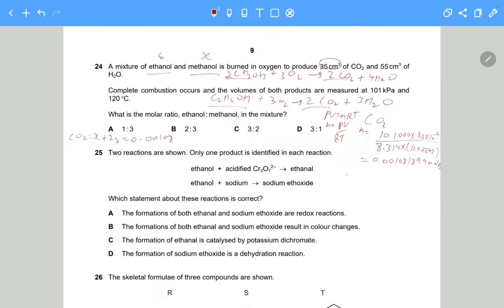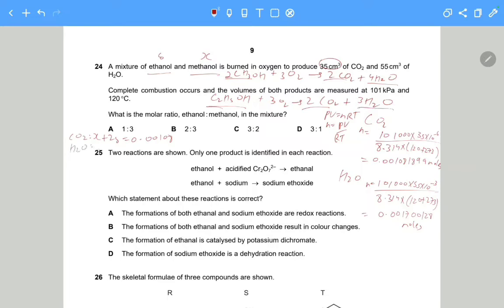Now we use the same method to calculate the moles of H2O as well. So PV is equal to nRT again. Remember, H2O is in vapor form, gaseous form, that's why we use the ideal gas equation. And this gives us 0.001700128 moles. And if you look at the molar ratios again, 1 mole of methanol gives 2 moles of water, and 1 mole of ethanol gives 3 moles of water.